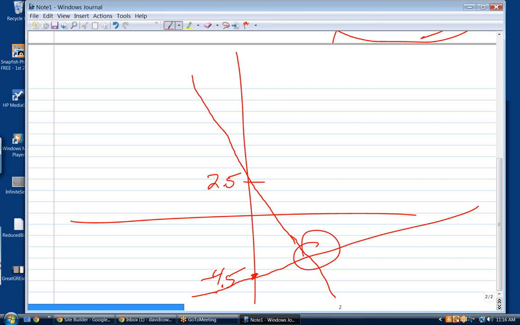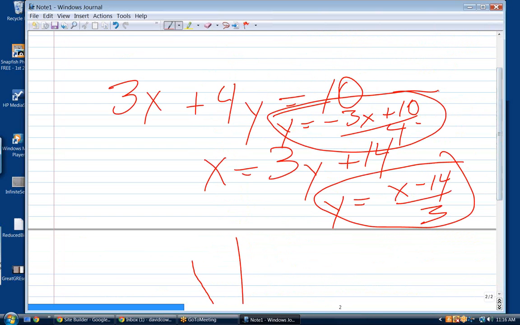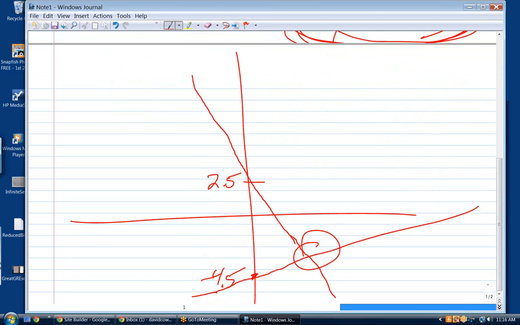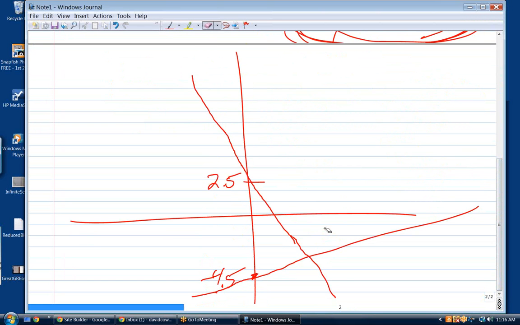In other words, if you were to go into your calculator and put in y sub 1 is equal to that, and put in y sub 2 is equal to that, it will look something like this. And then you can go and check the intersection to find the solution. Whatever the coordinates on this are is the solution.